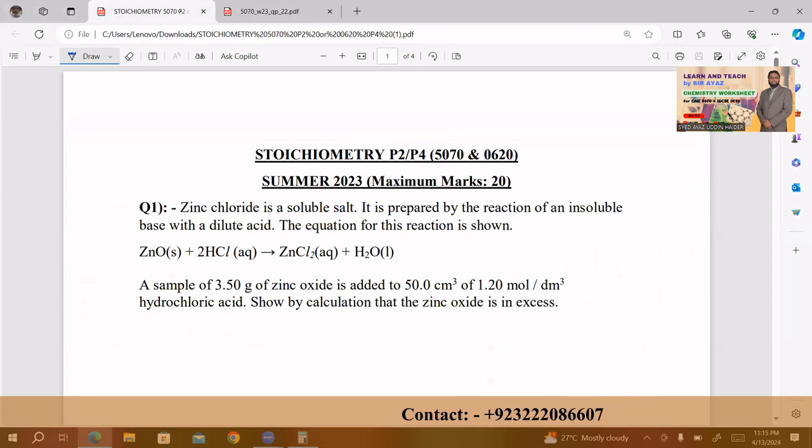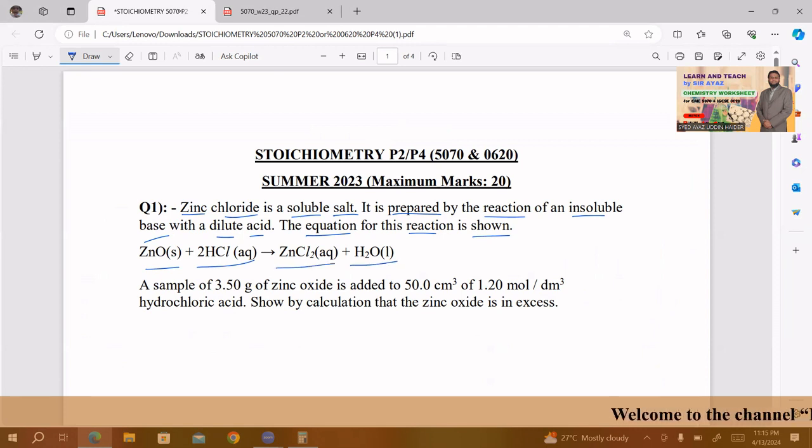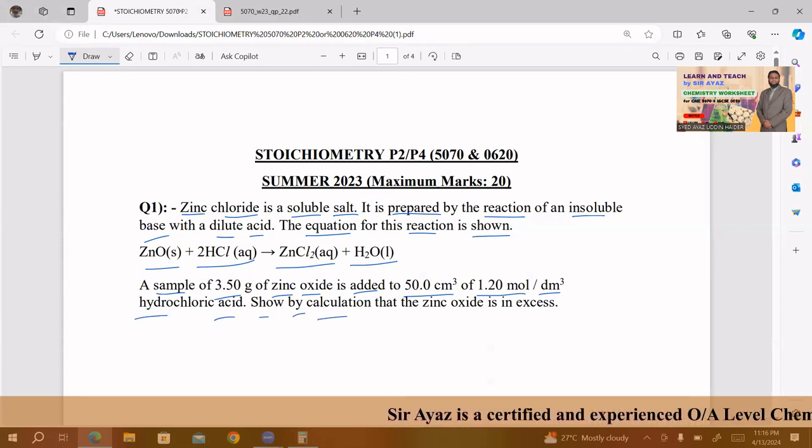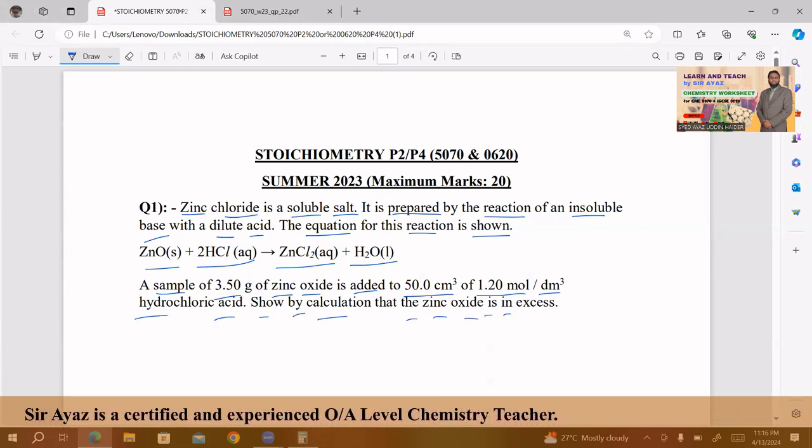So here is question number 1. Zinc chloride is a soluble salt. It is prepared by the reaction of an insoluble base with a dilute acid. The equation for this reaction is shown: ZnO(s) plus 2HCl(aq) gives ZnCl2(aq) plus H2O(l). A sample of 3.50 gram of zinc oxide is added to 50 centimeter cube of 1.2 mole per dm cube hydrochloric acid. Show by calculation that the zinc oxide is in excess.